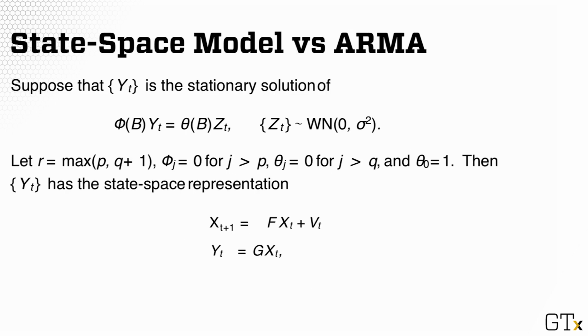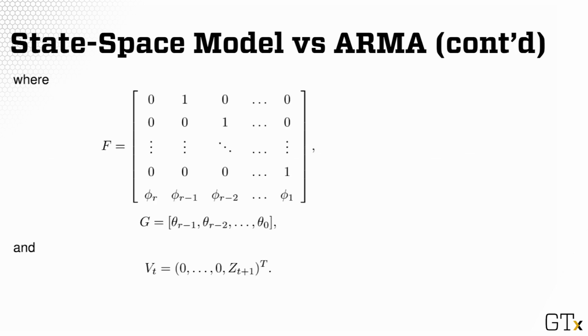Here we see the direct connection between the state space model and the ARMA model. If y_t is a stationary ARMA model, we can write y_t as a state space model where y_t is a linear transformation of the hidden process x_t, and x_t is a VAR of order 1 model with the matrices F and G provided in this slide.